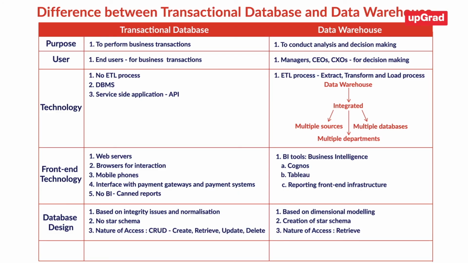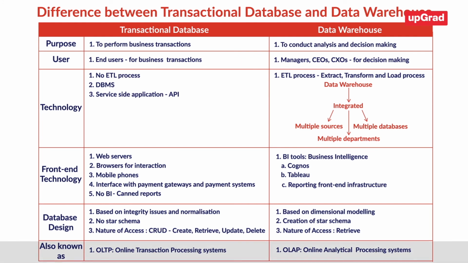To summarize, broadly, the transactional systems are referred to as OLTP, online transaction processing systems, and the analytics side of things are referred to as OLAP, online analytical processing systems. So that is one way to remember the difference between a transactional database and a data warehouse.